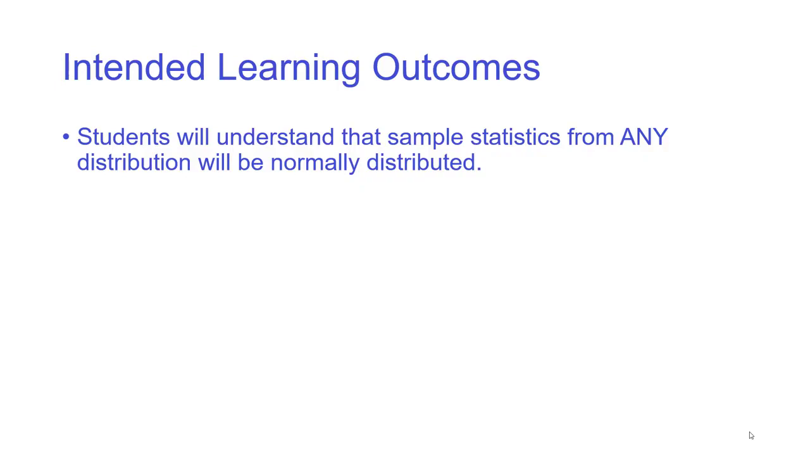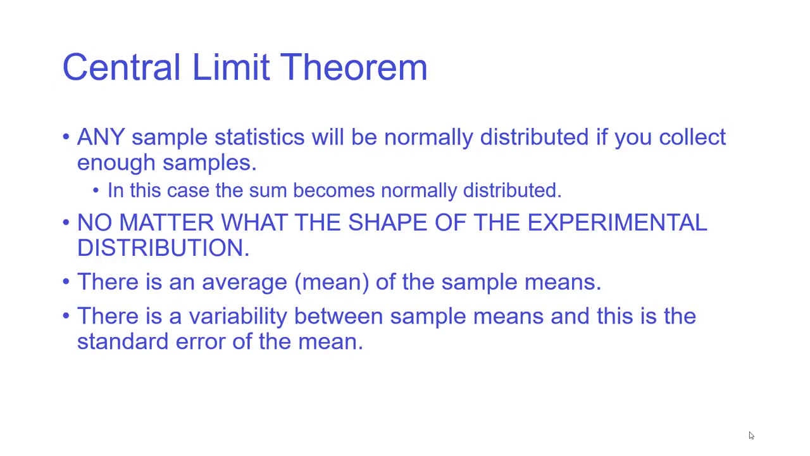So the central limit theorem states that any sample statistics will be normally distributed if you collect enough samples. So the sum becomes normally distributed, the mean can become normally distributed, the standard deviation becomes normally distributed. Any sample statistics, no matter what the experimental distribution. So that also includes bimodal distributions.